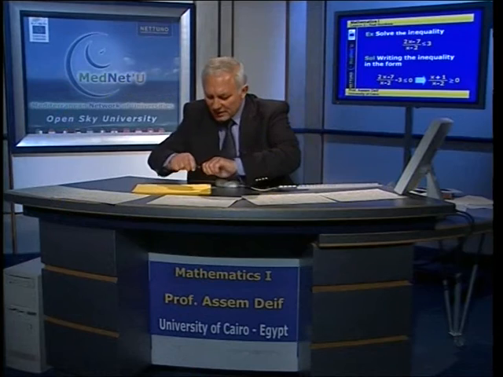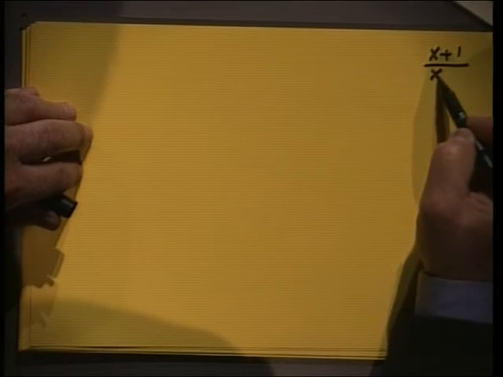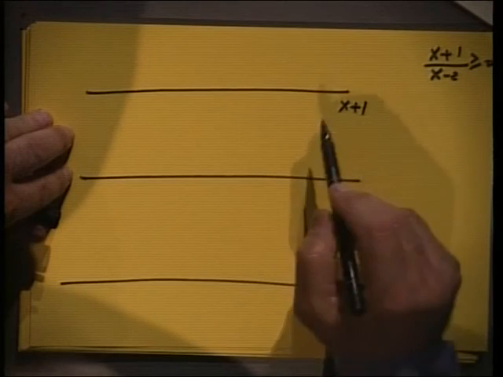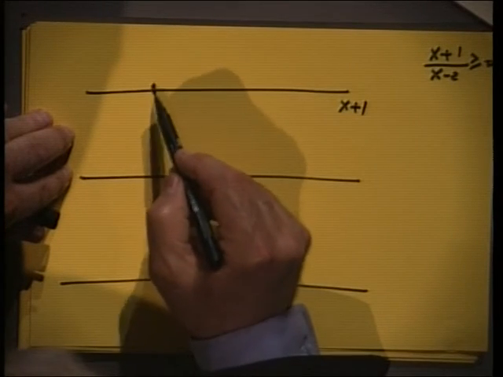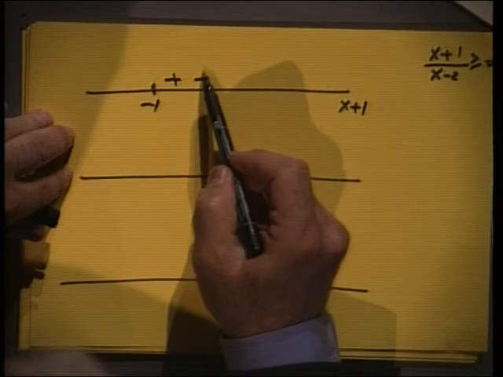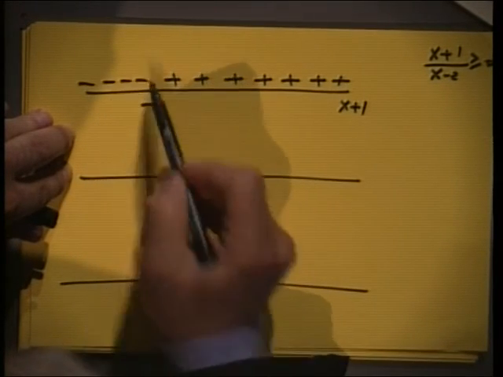The best thing to do is to study when x plus 1 over x minus 2 is greater or equal to 0. What you do is you draw two lines like this. Here, the first one, you've got x plus 1. It's very well known that if this is the number minus 1, then x plus 1 is positive if x is greater than minus 1, and where it is negative, x is less than minus 1.